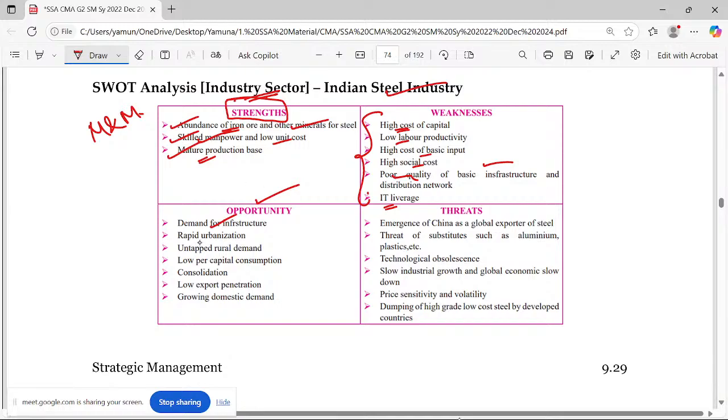It's all changing. Rapid urbanization, untapped rural demand, per capita consumption, consolidation, low export penetration, growing domestic demand. These are the opportunities, so we can tap the opportunities with the strengths we have. Likewise, we can go for threats: emergence of China as a global exporter of steel.